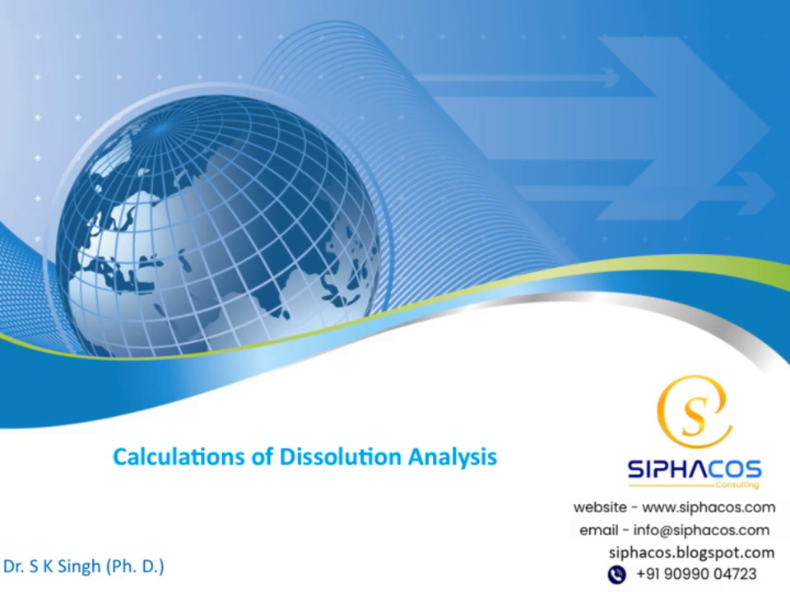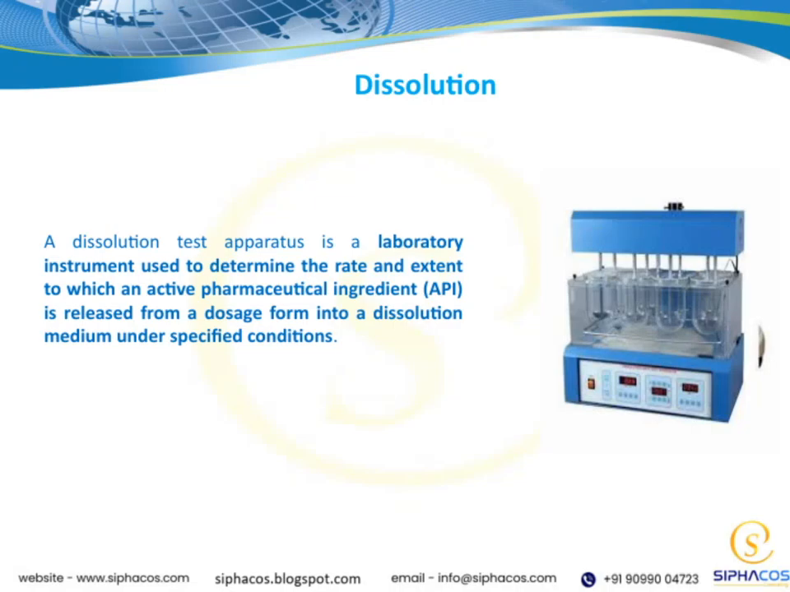Let's get started. Today, I want to talk about the dissolution test apparatus. This is a crucial laboratory instrument used to measure how quickly and how much of an active pharmaceutical ingredient, or API, is released from a dosage form into a dissolution medium. Essentially, it helps us understand how the drug behaves once administered, under specific conditions that mimic the body.